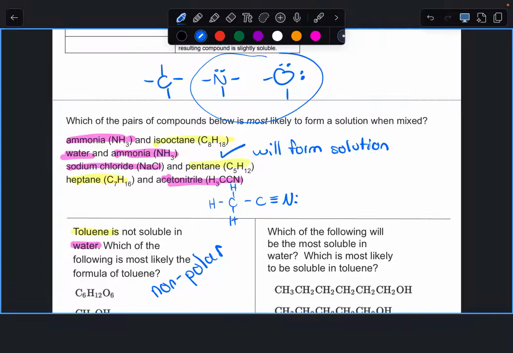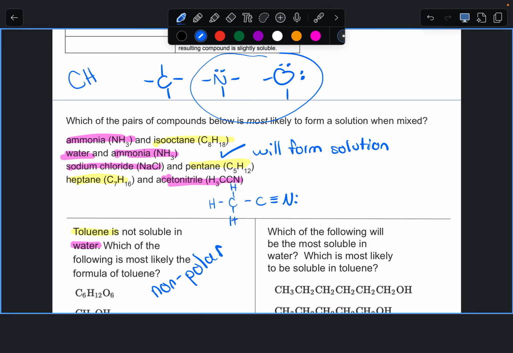So when you're looking at a lot of these, you're really just looking for: is it just straight carbons and hydrogens, or does it have some oxygens mixed in there or some nitrogens mixed in there? That's going to be a lot of the molecules. There may be a couple that are a little bit more complicated, but a lot of the times that's going to be it.